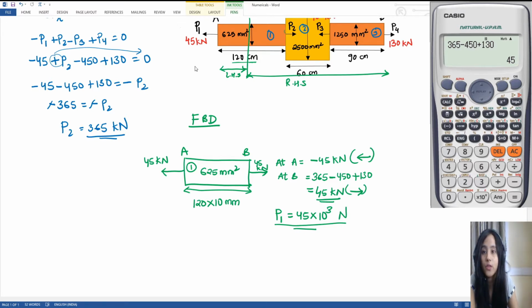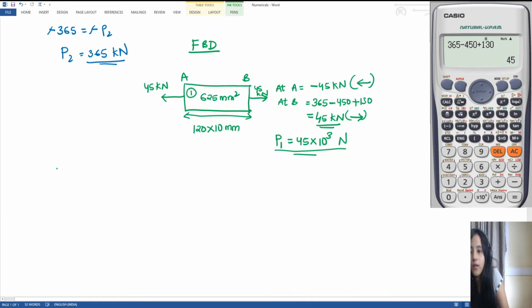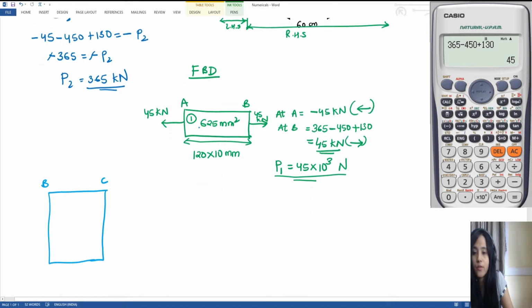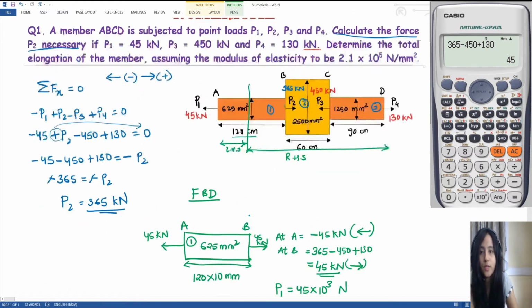Now let us solve for the second one, which is BC portion here. So let me draw the section. I'll draw the section here. Next I have BC. What is its area? Its area is 2500 mm square. Now let us find at B. What will be the force at B?